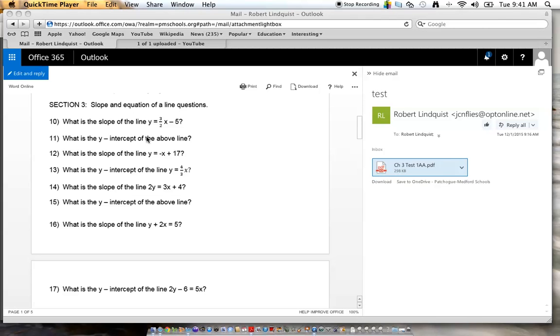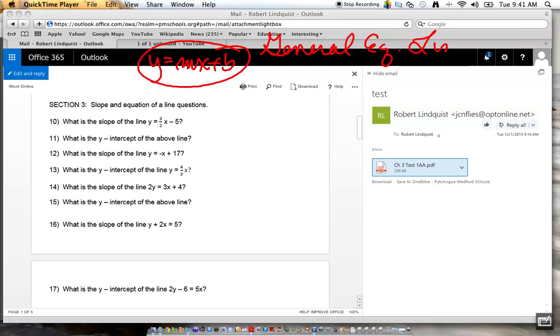Now we're up to section 3. And in section 3, it's all about, do you understand this? Y equals mx plus b. Y equals mx plus b is the general equation of a line. General equation of a line.